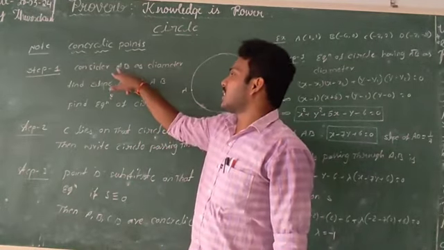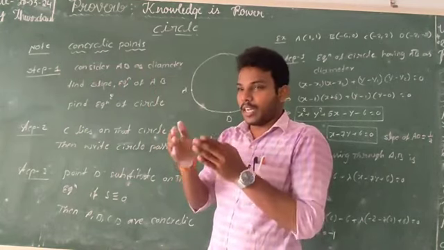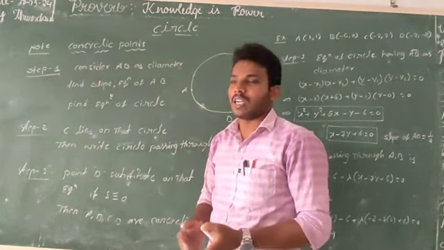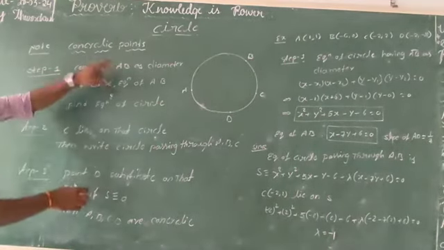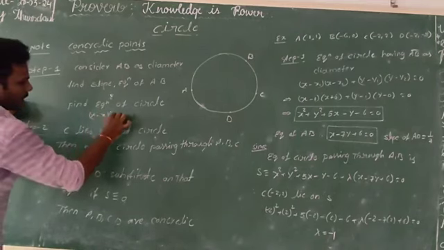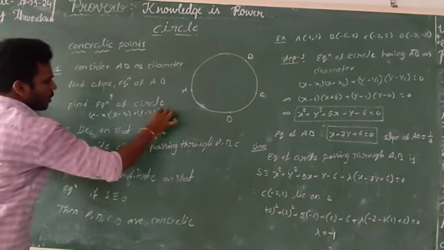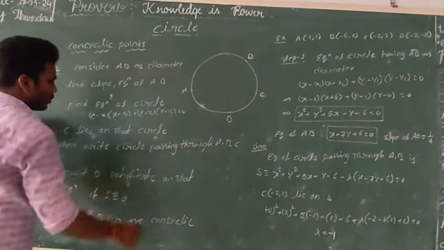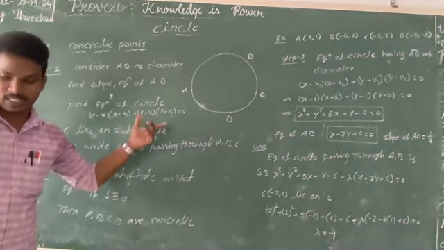So what is it, taking AB as diameter? We know the equation form using the endpoints of a diameter, that is the equation of the circle: (x - x1)(x - x2) + (y - y1)(y - y2) = 0. So by using these 2 points, we need to find the circle equation like this.